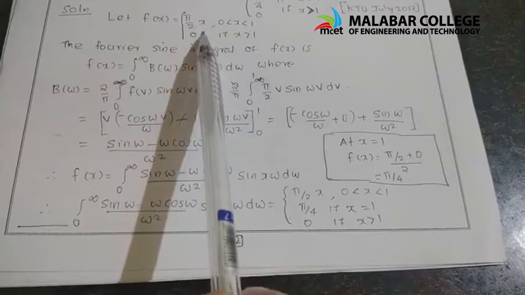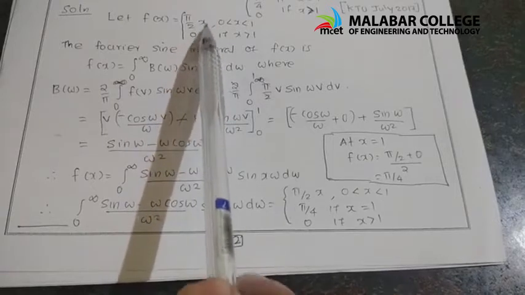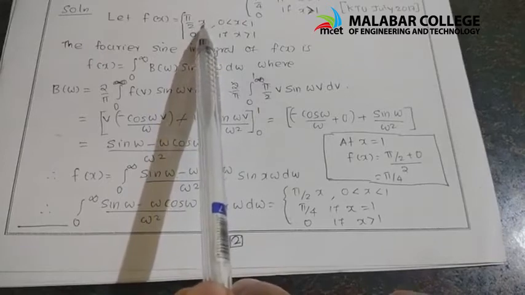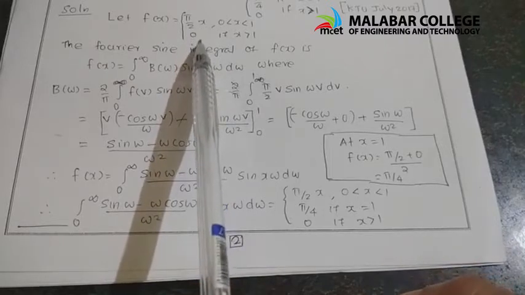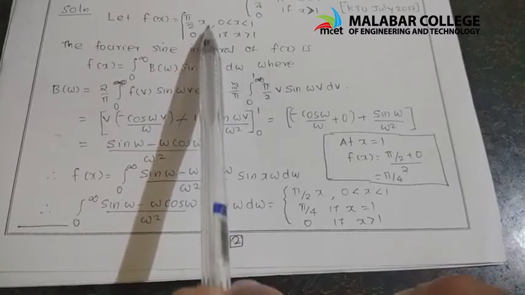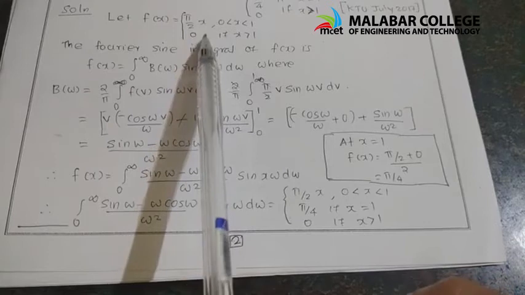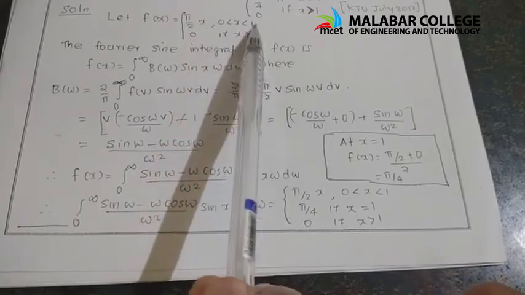So these two values are different. Means there is a point of discontinuity here. At x equal to 1 we have a point of discontinuity. Why? Here pi by 2 into 1, pi by 2 will come. Here 0 will come. So these two values are different. The different values means there is a point of discontinuity at x equal to 1.